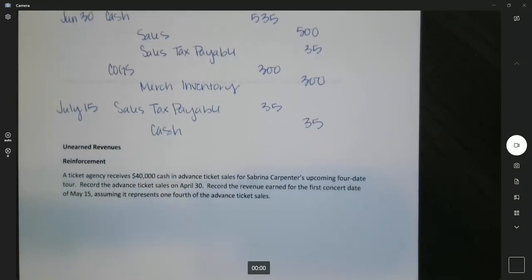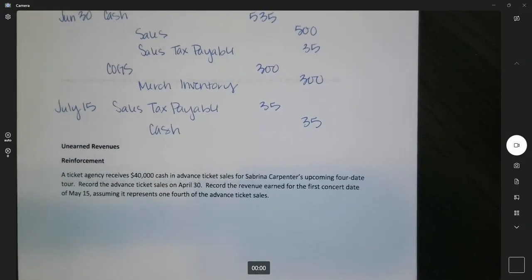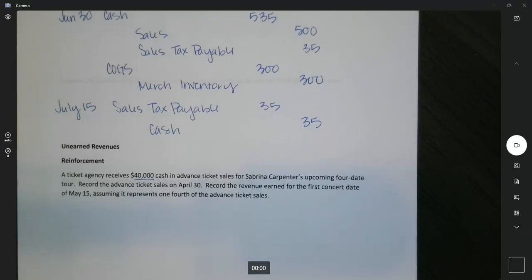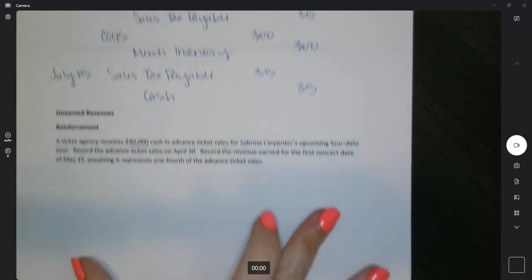Another example of current liabilities is unearned revenues. And we've seen these before, so we're going to look at a new example related to that. We have a ticket agency that receives $40,000 in cash in advance ticket sales for Sabrina Carpenter's upcoming 4-date tour. We're going to record the advance ticket sales on April 30th, and then we'll record the revenue earned for the first concert date on May 15th, assuming it represents 1/4 of the advance ticket sales.